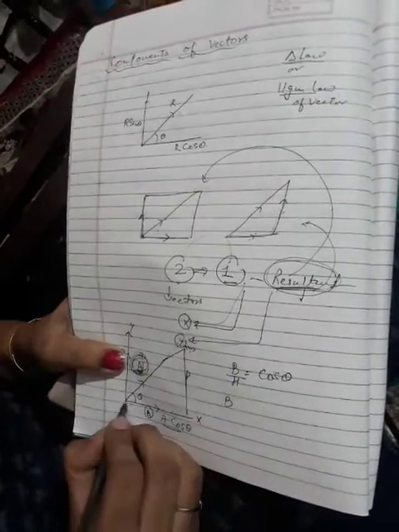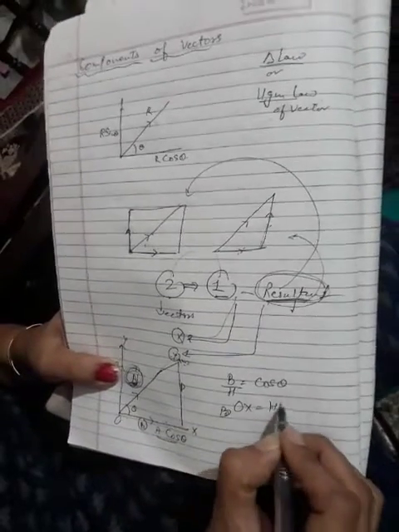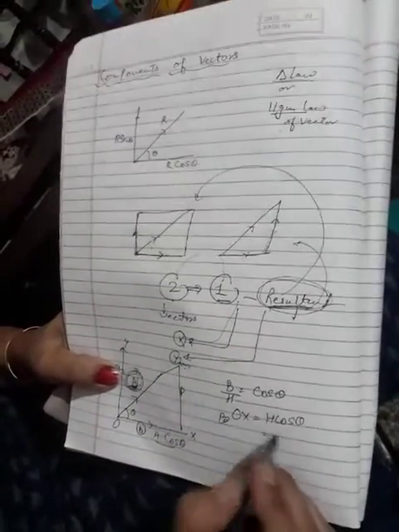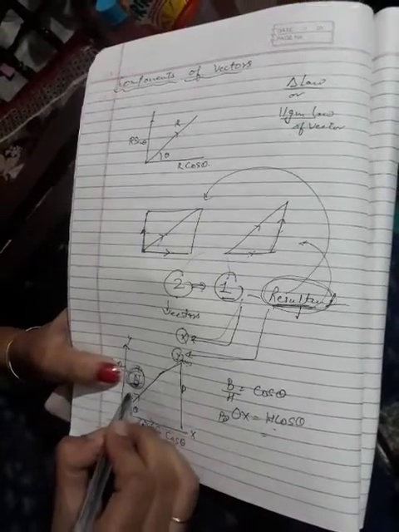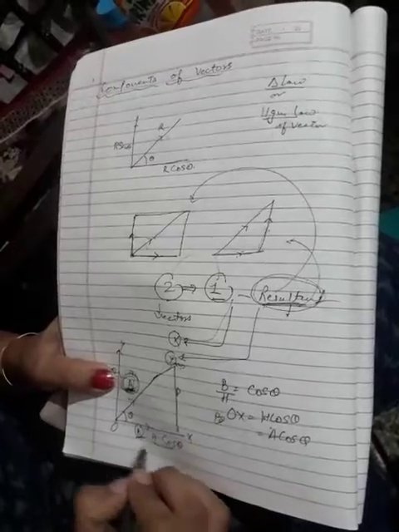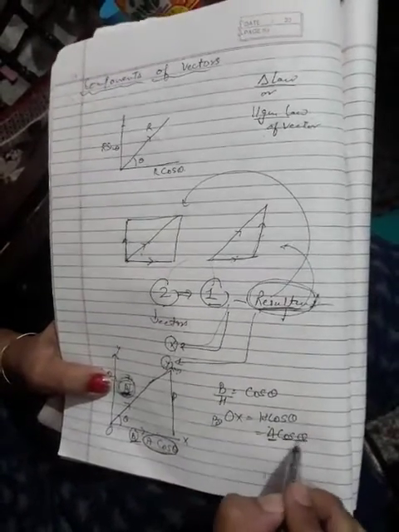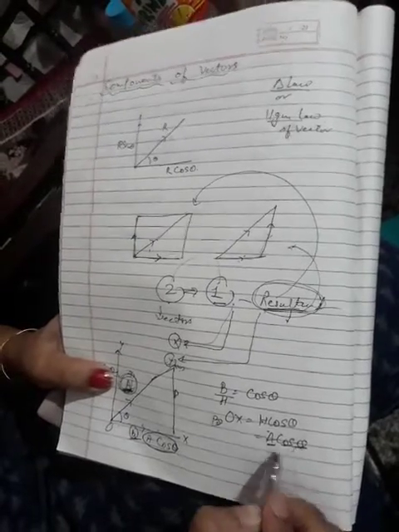What is base? You want to find out this base. Suppose you want to find out OX. This is OX. What is OX? H cos theta. What is H? H is the hypotenuse. This is the hypotenuse. What is the hypotenuse? A. So this is A cos theta. So OX is A cos theta. That means the component of vector A along the x-axis is A cos theta.